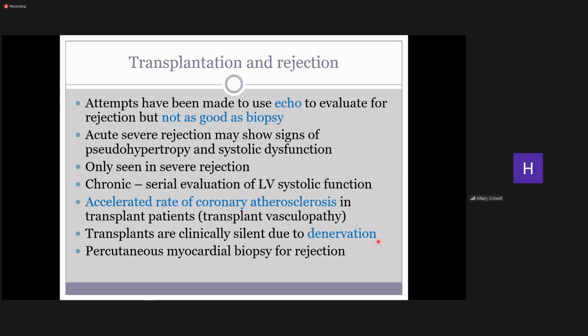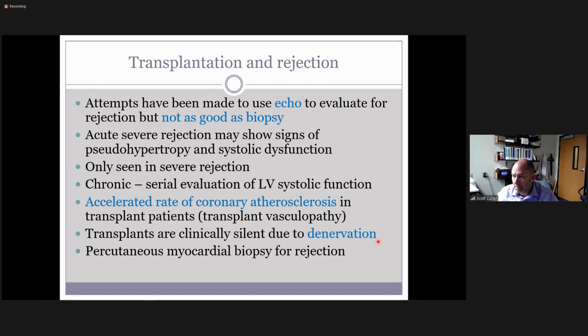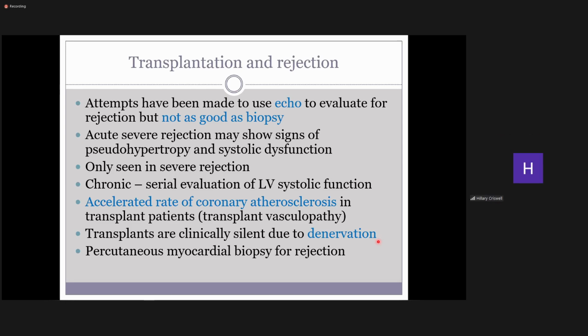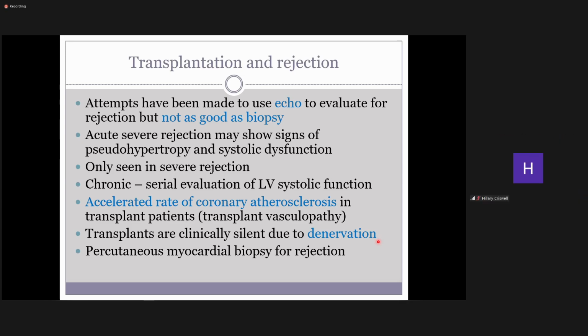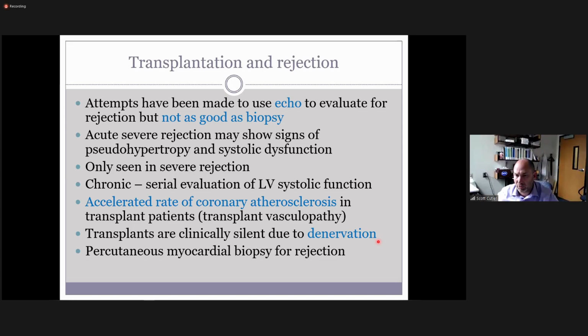Can I ask you a question on the denervation piece? Eventually, will those nerves grow back or reconnect or anything? They will not. Unfortunately, it's sort of like a diabetic neuropathy. Once they have it, it's permanent.